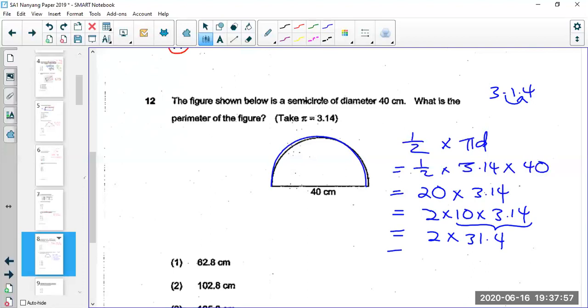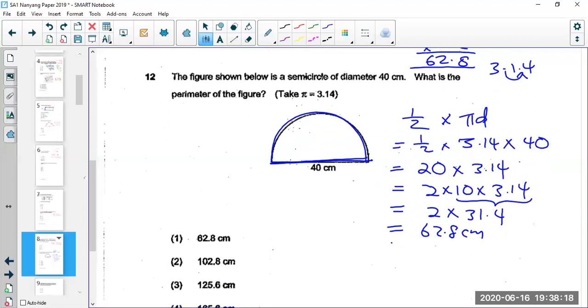So 31.4 times 2, so you do your working, right? 31.4, and then you multiply by 2, you will get 62.8 cm. And this is the circumference of the semicircle. But don't forget, perimeter means you have to add a straight line. So you take 62.8 and you have to plus 40, right? Plus 40 to get the perimeter. Otherwise, your answer is wrong.